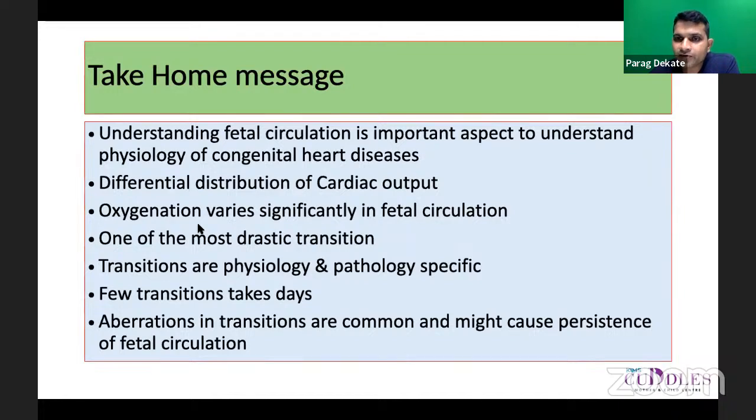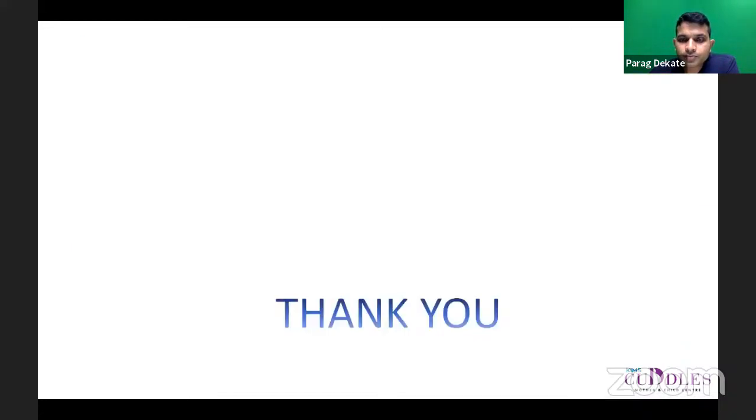Oxygenation varies significantly in the fetal circulation. There is one of the most drastic transitions happening in the body when we are going from the fetal to the neonatal circulation. Remember, the transitions are physiology and pathology specific. They are not just happening like that. They are really important, so that there is a different impact happening in both circulations. A few transitions take days, but a few happen immediately. Aberrations in the transitions are common and might cause persistence of the fetal circulation. And understanding this is really important if you want to take care of these kids when they come to you in an emergency situation.